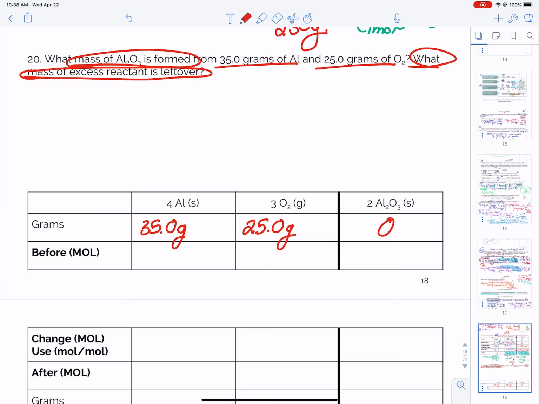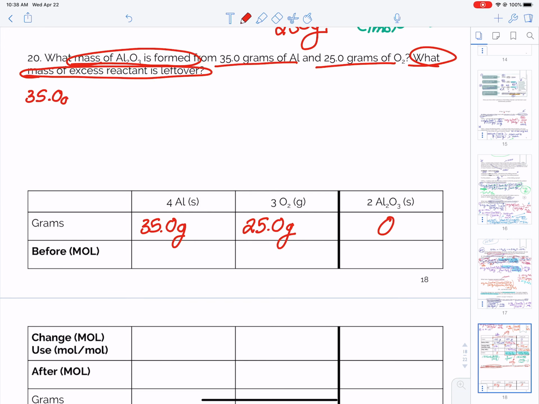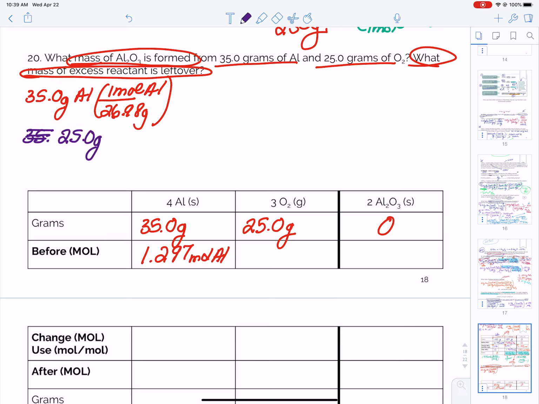I need to convert both of those to moles. 35.0 grams of aluminum, 1 mole of aluminum, 26.98 grams. That equals 1.297 moles of aluminum. And then if I start with 25.0 grams of oxygen, convert that to moles. Molar mass is 32.00 grams. What does that come out to be? 0.78125. And this guy is, of course, 0.